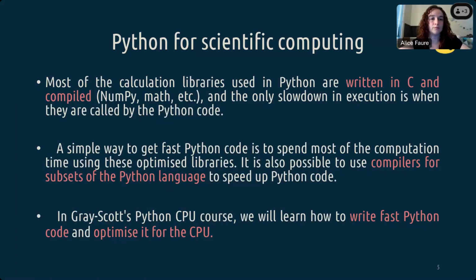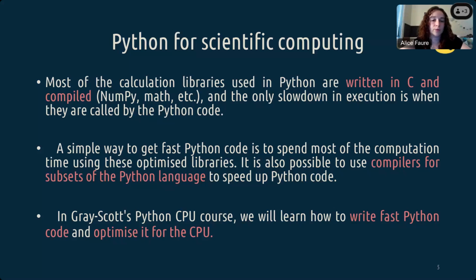So for example, NumPy, math, etc., they are actually compiled. So the only slowdown you get when you call them is the fact of calling them by the Python code. But the code inside the library is very fast. So a simple way to get fast Python code is to spend most of the computation time using these optimized libraries. And we're going to see it also at the end of the webinar.